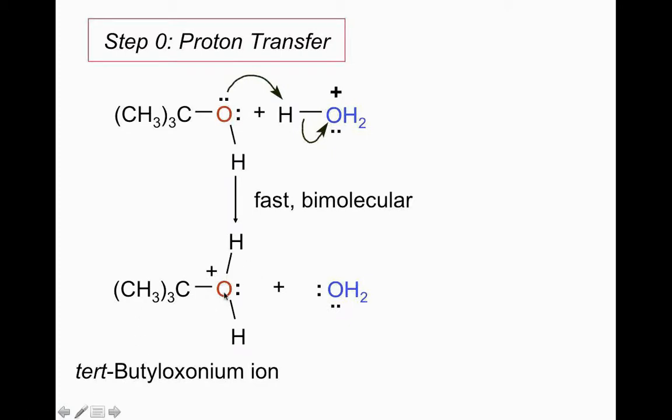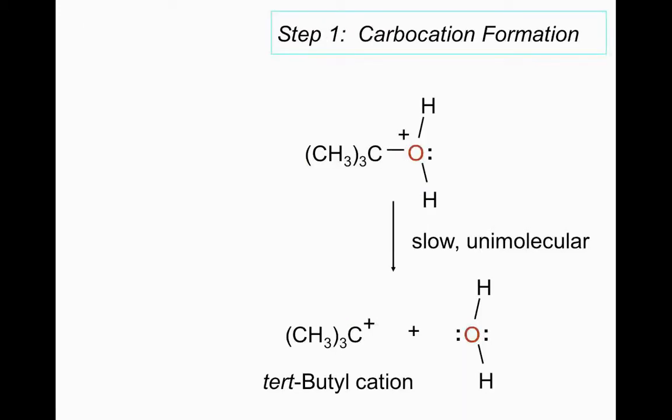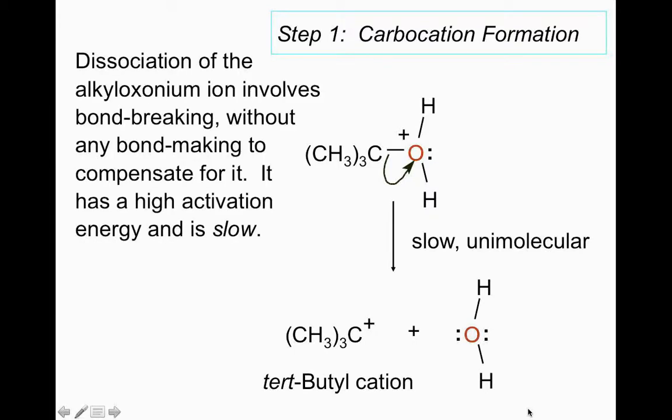The next step in the mechanism involves the dissociation of the oxonium ion to form the carbocation, as we've seen before. In this case, the leaving group leaves and we're left behind with the tert-butyl cation and an H2O molecule. Because this step of the mechanism involves bond breaking without any bond making to compensate, it is a very slow step and is very high in activation energy because we're creating an intermediate carbocation that is very unstable.